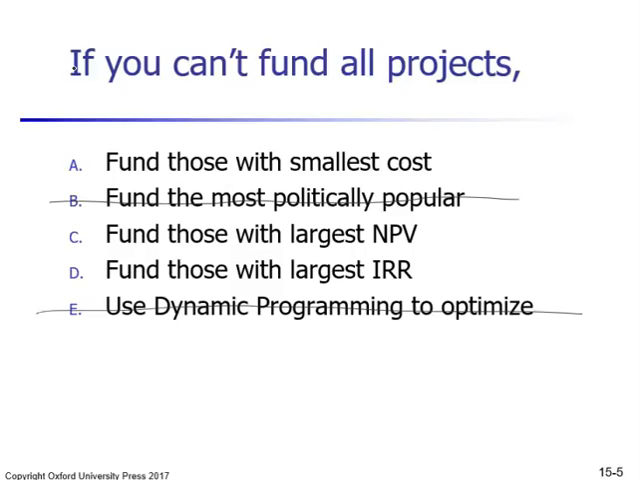So here we go with fund those with smallest cost. Okay, absolutely it is not logical, because if something is cheaper, it doesn't mean it's going to make more money for us. So you see, I'm just crossing them off with that logic. Now we have to fund those with largest NPV.